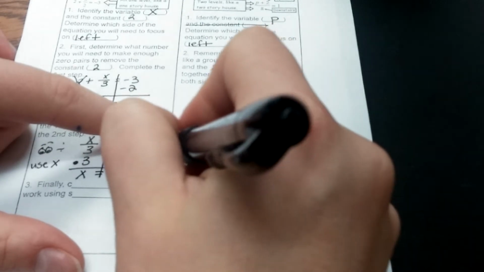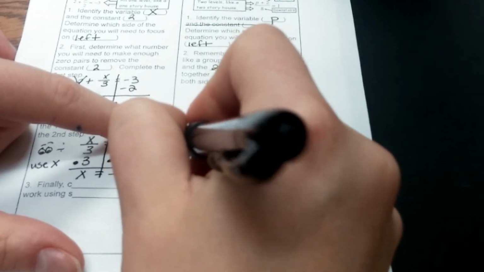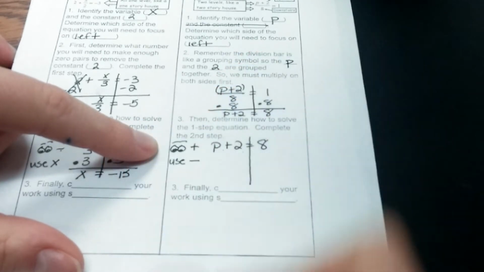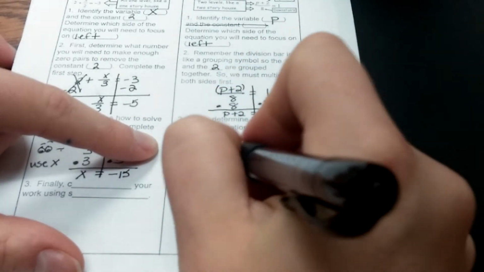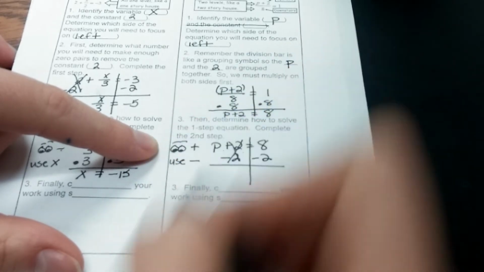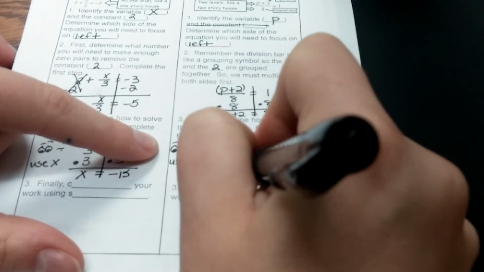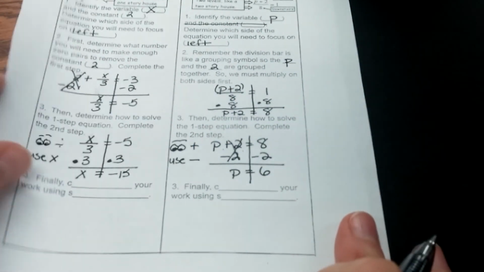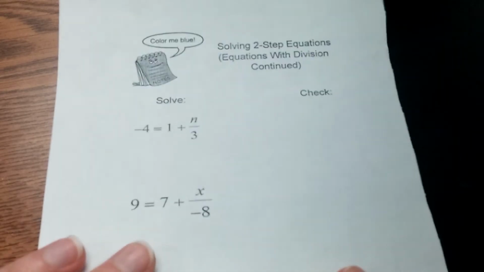I see addition, and in order to solve, I'm going to use subtraction. So p plus 2 equals 8. I need to subtract 2. These two guys cancel out, and I'm left with p is equal to 6. All right, let's take a look at some additional examples on the next page.